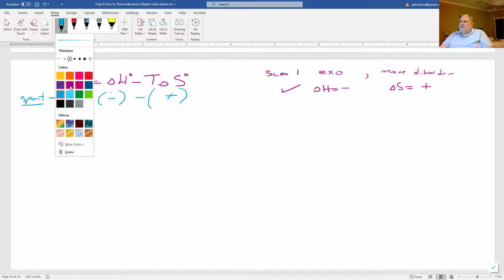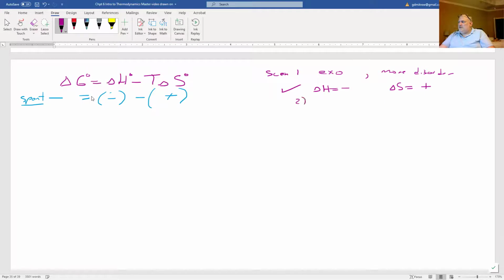What if I go the opposite route? What if I tell you scenario number 2, that I have an endothermic reaction and I have less disorder? So essentially, this is a poop sandwich. No one wants this. Okay, that's really dumb. Just realize that. Your change in enthalpy is positive and your change in entropy is negative, and both those things are bad.